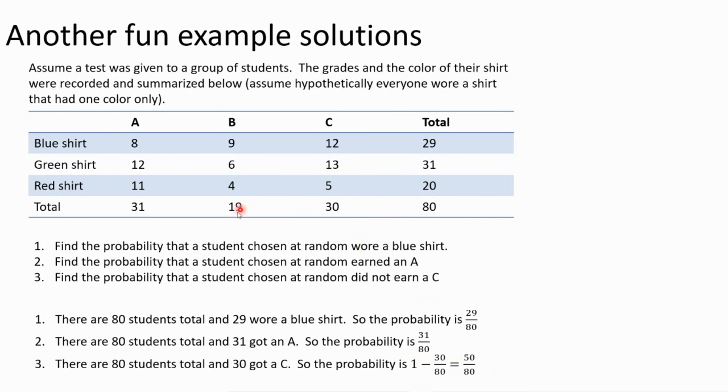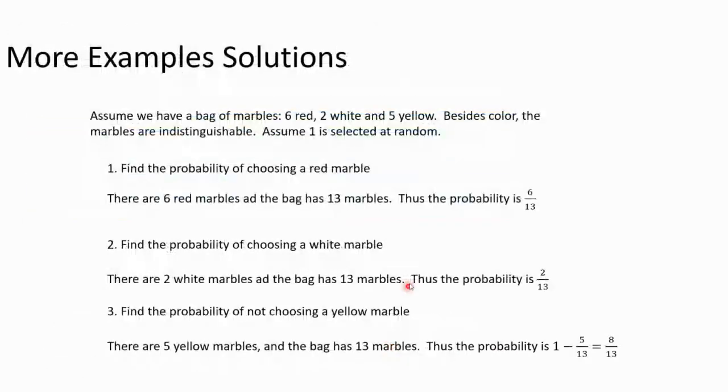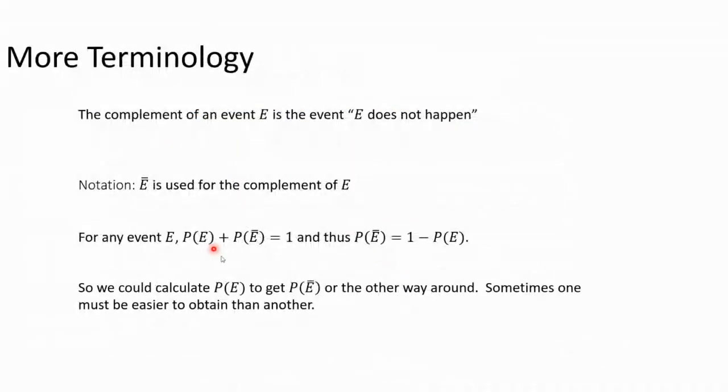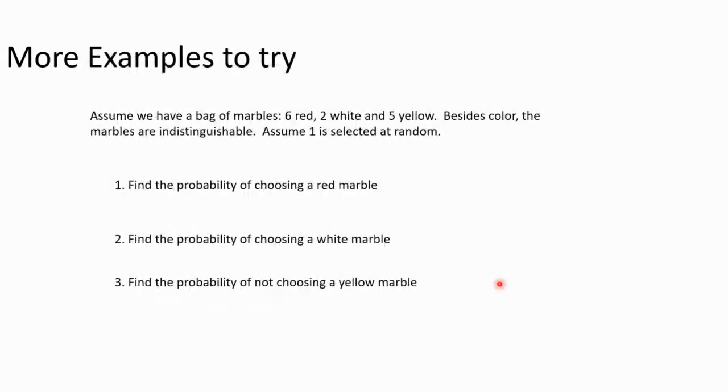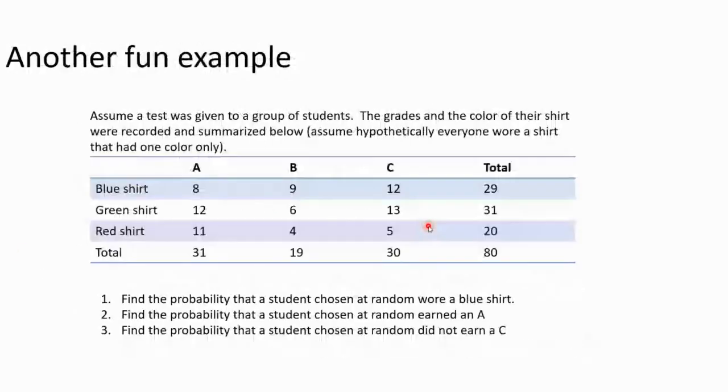Here it's not so bad. You could just add up the students who got a B and the students who got an A. But again, here I'm just demonstrating how you can use this. Are there any questions on this?